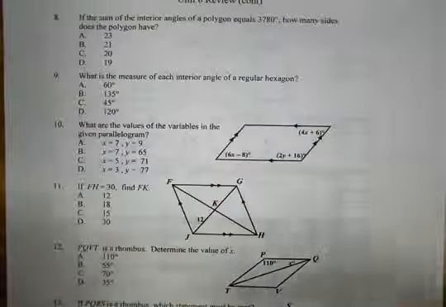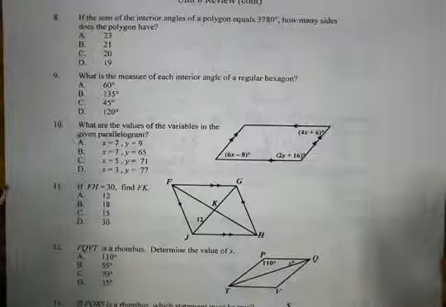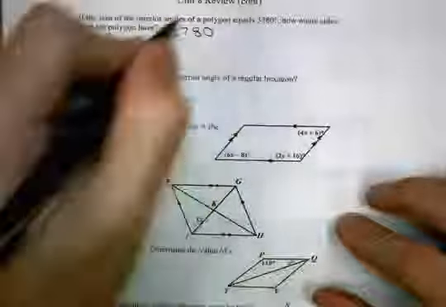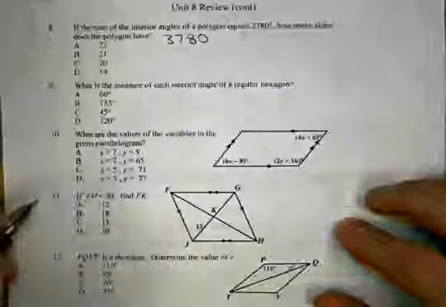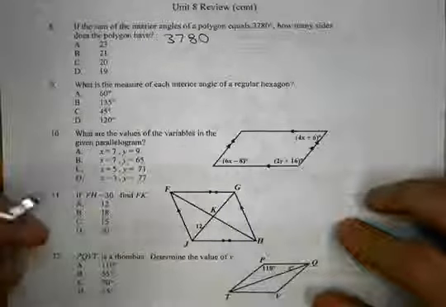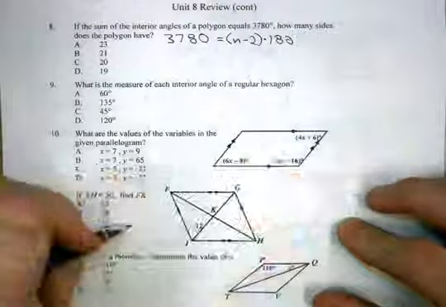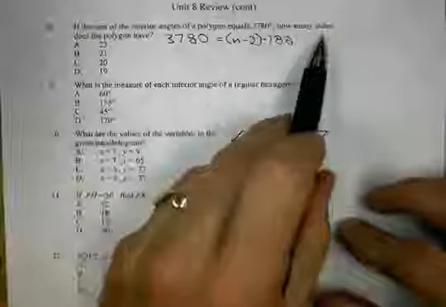Okay. Next we're looking at number 8. In number 8 we have the sum of the interior angles of a polygon equals 3,780. How many sides does it have? So, we know the total is 3,780. The rule we have to find the total of the angles is n minus 2 times 180. So that allows us now to solve for n, which again is the number of sides.